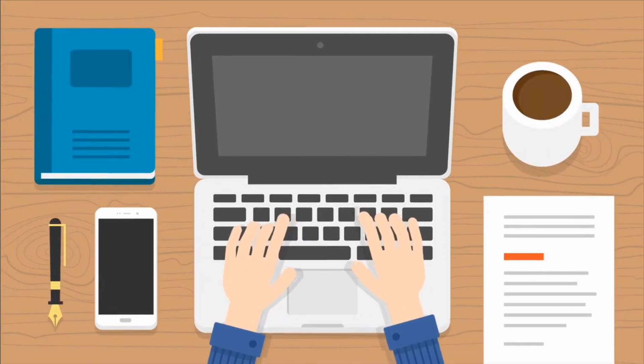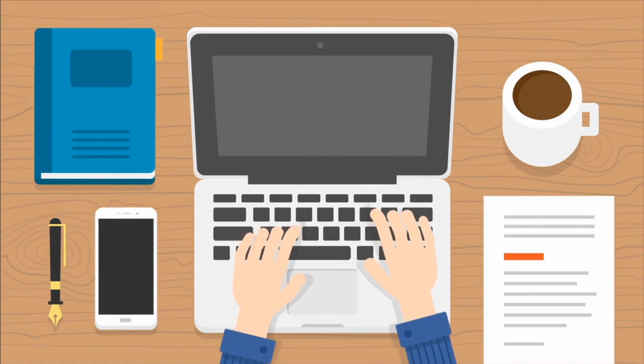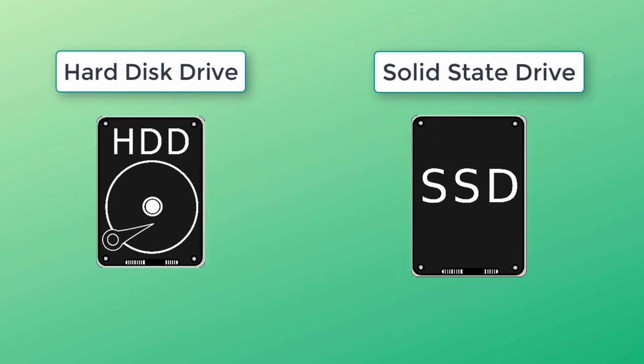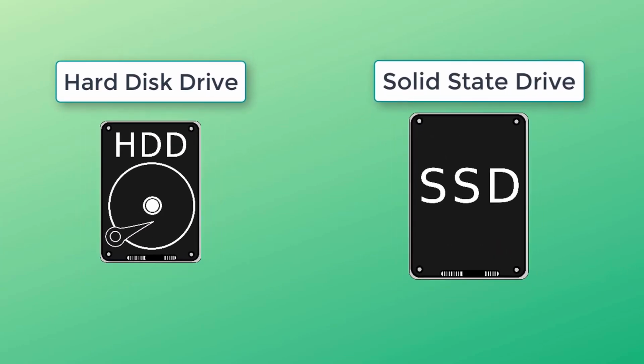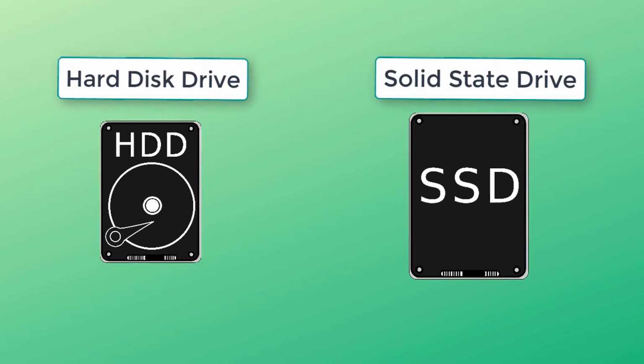In this video, I will take you on a journey to explore the different types of storage devices and their importance in our digital lives. Let's start with the basics. Every computer needs storage to hold data and software. The two main types of storage devices are hard disk drives, HDDs, and solid-state drives, SSDs.